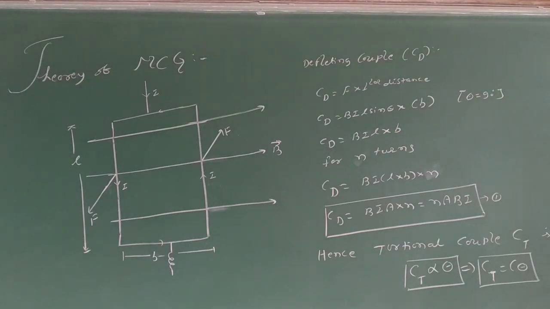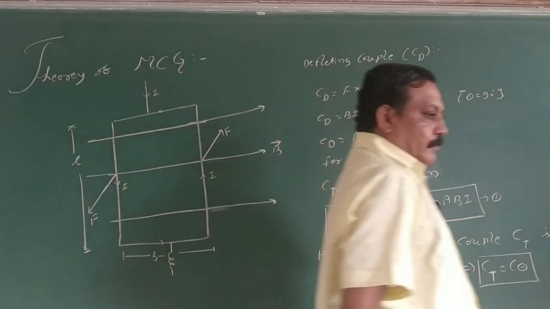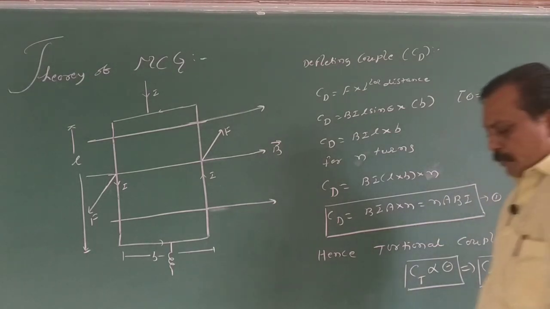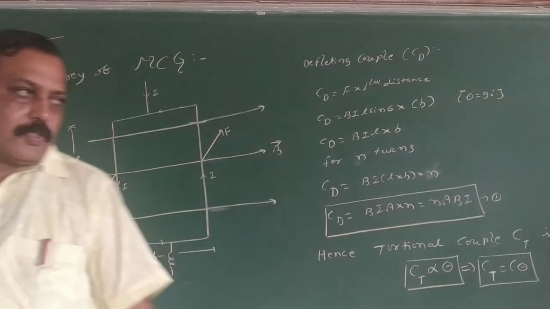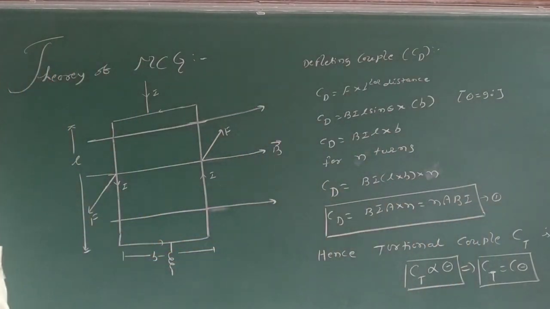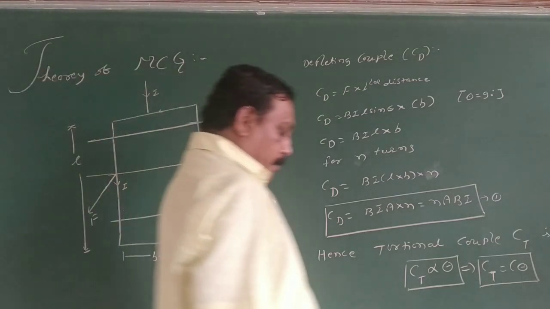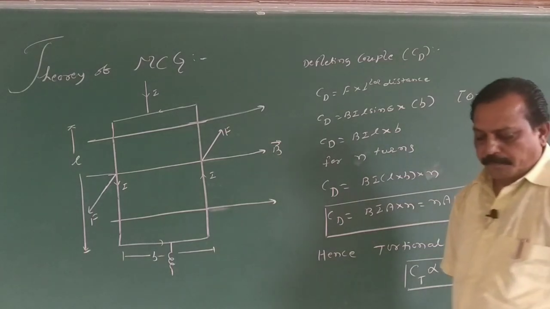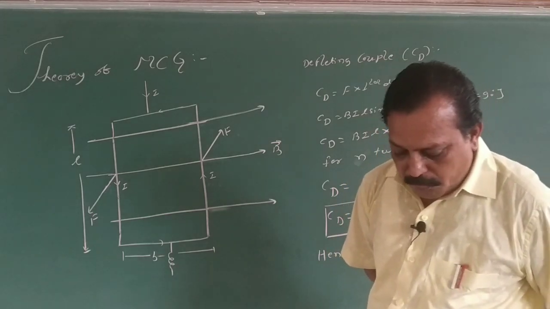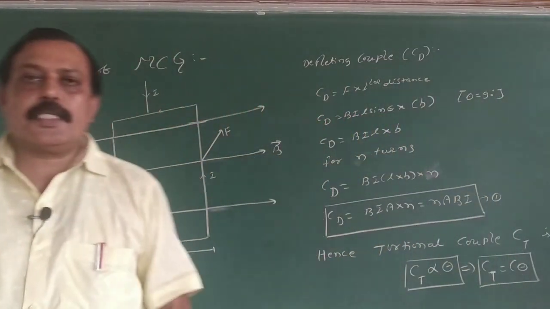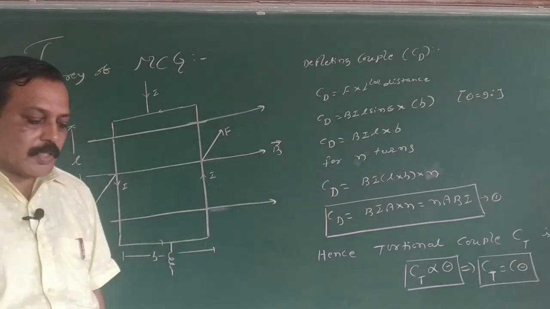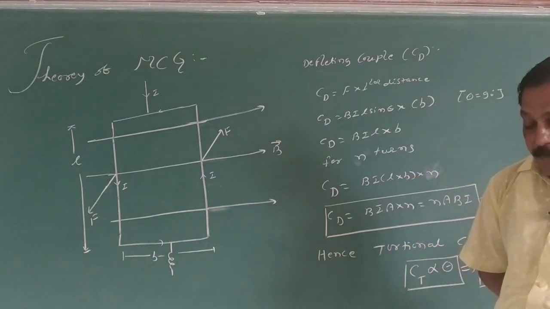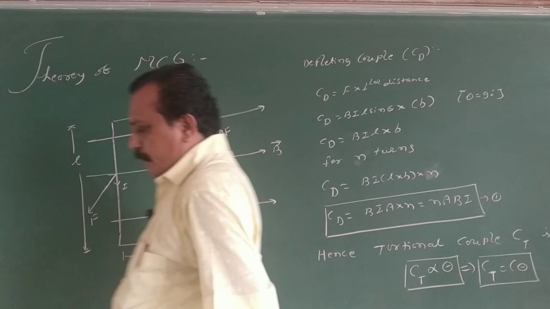That C depends on the nature of the suspension strip. CT, the torsional couple, is directly proportional to theta, and the proportional constant is called C, the moment of couple per unit twist. How long is the coil going to keep rotating? It must come to rest. To have the rest condition in rotational motion, the sum of the clockwise moments equals the sum of the anti-clockwise moments. This is the balancing condition for rotational motion.